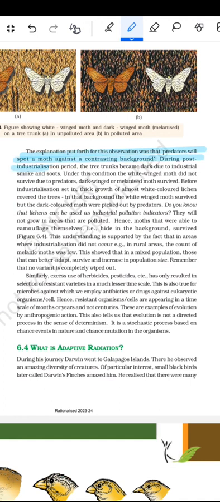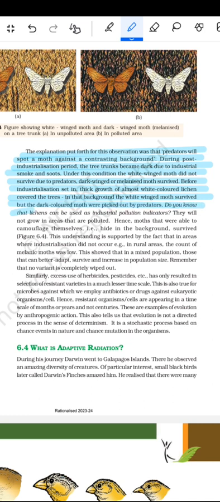During the post-industrialization period, the tree trunks became dark due to the industrial smoke and soot. Under this condition, the white-winged moth did not survive due to the predators. Dark-winged or the melanic moth survived. Before industrialization set in, thick growth of the almost white-colored lichen covered the tree. In that background, the white-winged moth survived, but the dark-colored moths were picked up by the predators.